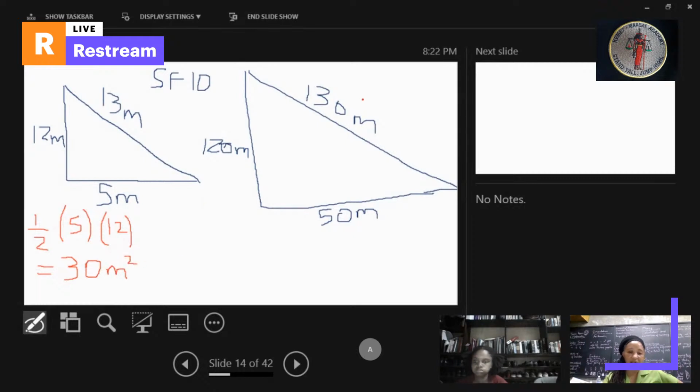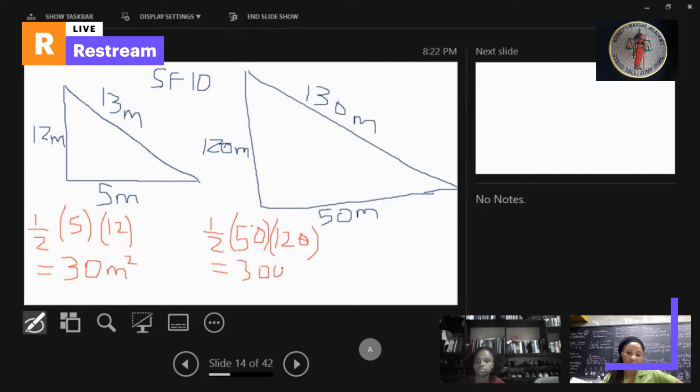All right. And the area of the big triangle? Okay, miss. The area of the big triangle is also half base times height. So half of 120 times 50. 50 times 120 is 6,000, and half of 6,000 is 3,000.